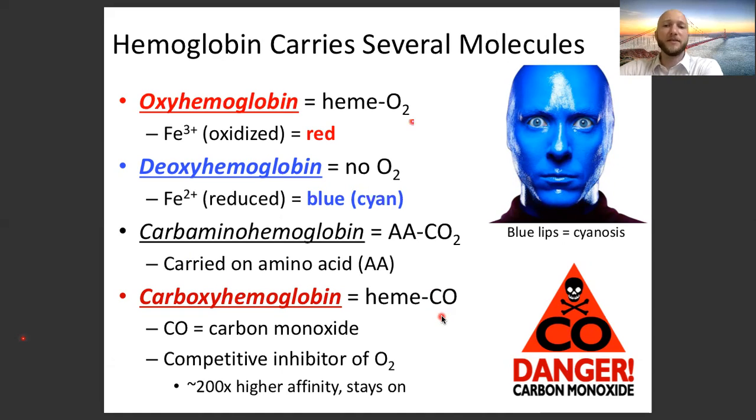Our bodies cannot detect carbon monoxide. It's odorless, it's colorless, we can't see it, we can't smell it. We don't know it's there unless we have these carbon monoxide detectors in our homes, which alert us to it. Carbon monoxide binds to hemoglobin really, really tightly. It has a very high affinity for hemoglobin. So it binds onto it and it stays on. It occupies that binding location and does not allow O2 to bind to it. It competitively inhibits O2 and it can be deadly.